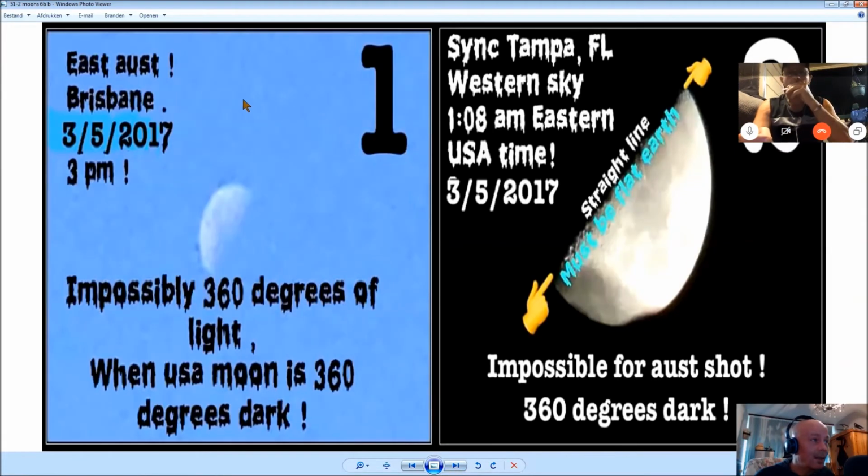Here are the same, East Australia, Brisbane, and here is Tampa, Florida, I think. And you can see here a straight line, and must be flat Earth, you know. And here the same thing. Okay, that one on the left is actually mine, and the one on the right is Donna Wenker.